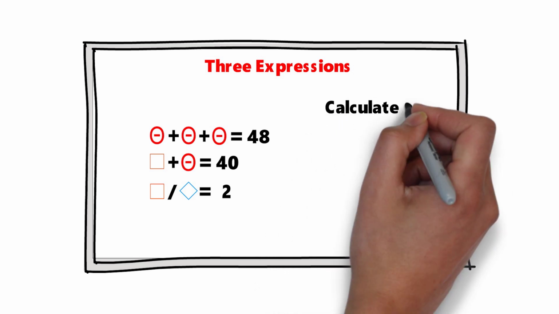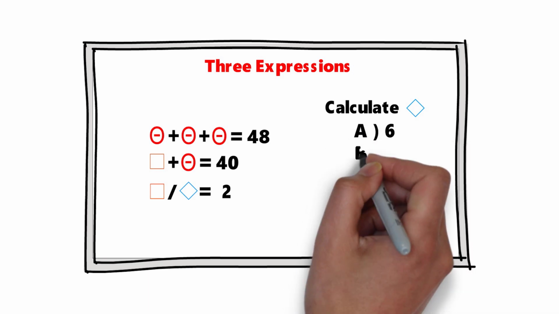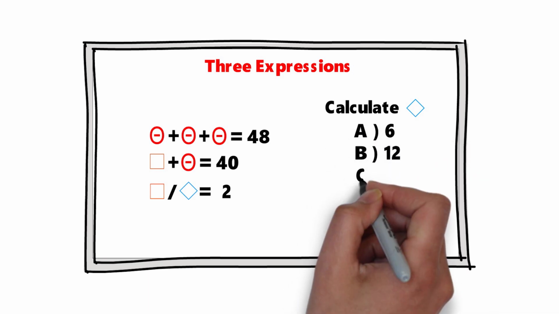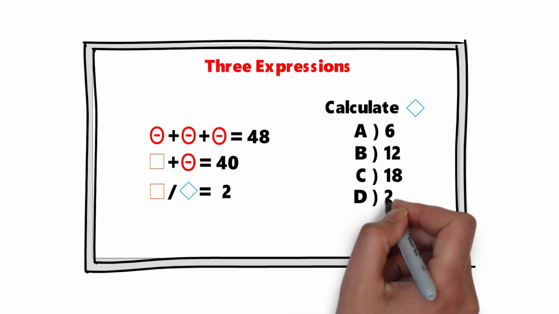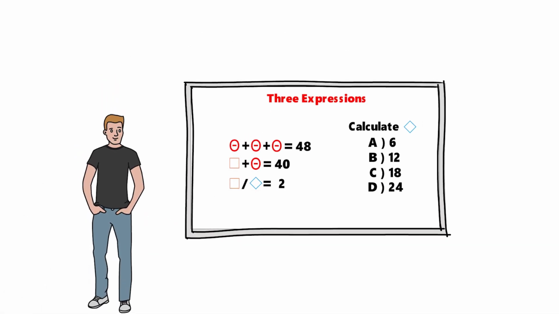So you need to calculate the diamond. You're presented with 4 different choices. Choice A, 6. Choice B, 12. Choice C, 18. And choice D, 24. Can you do the math? Give yourself 10 to 15 seconds, maybe 20 to 30 seconds, depending how quickly you are with the math.